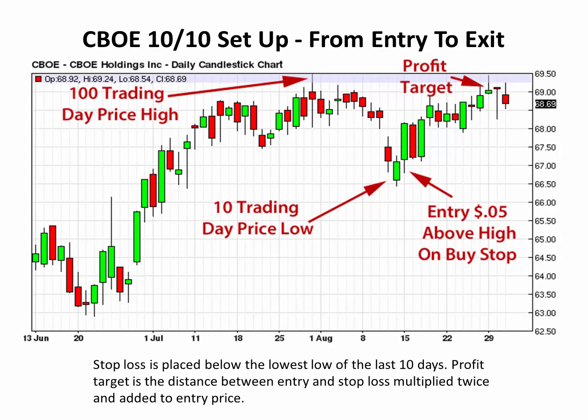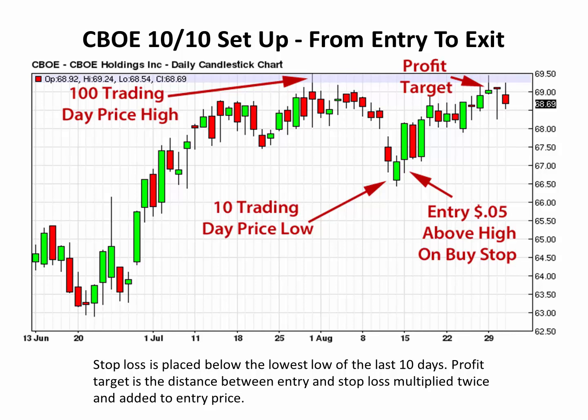Once the setup is formed, as we see in this example, we want to see price break above the 10-day price high the following trading day. We typically place a buy stop about 5 cents above the price high of the day the stock traded at the 10-day price low, and the stop loss is placed a few cents below the 10-day price low.